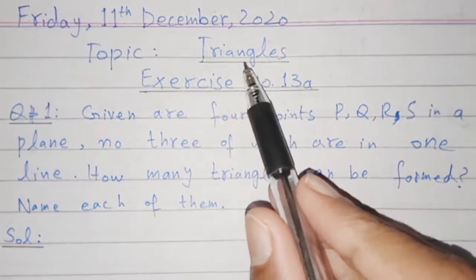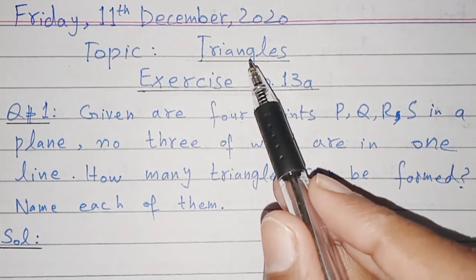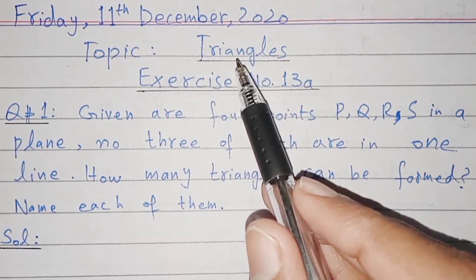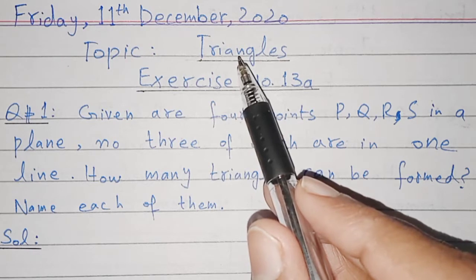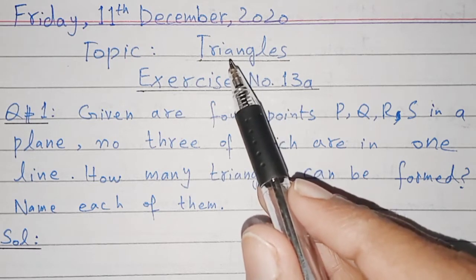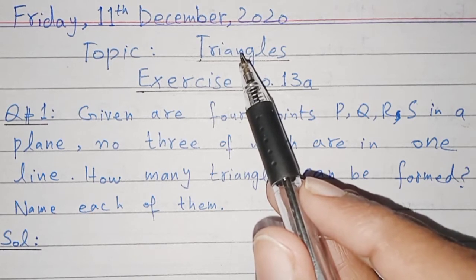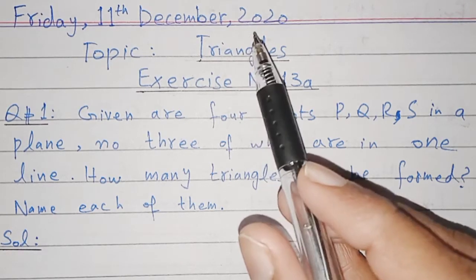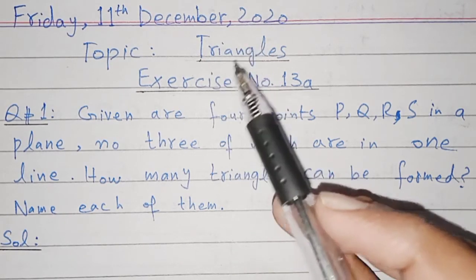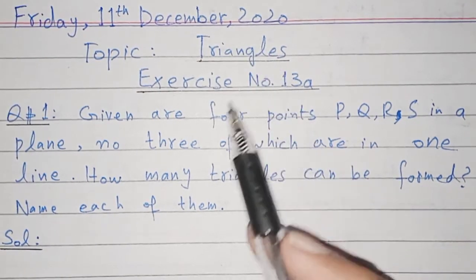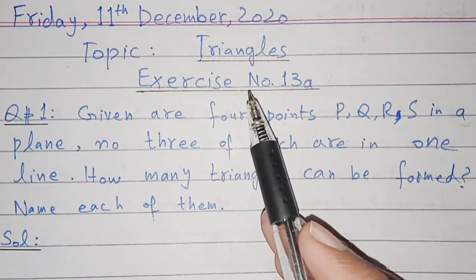The topic of our today's discussion is triangles. Yesterday we learned about what triangles are. We have also learned about its components, elements, types by sides and types by angles. Today we are going to start exercise number 13a.